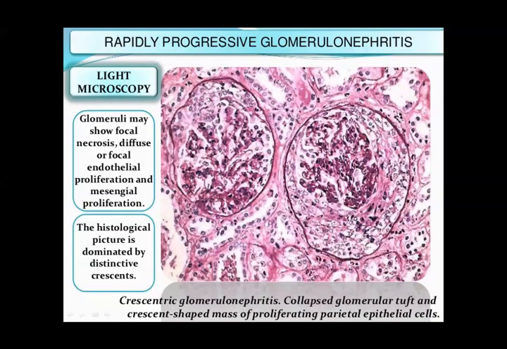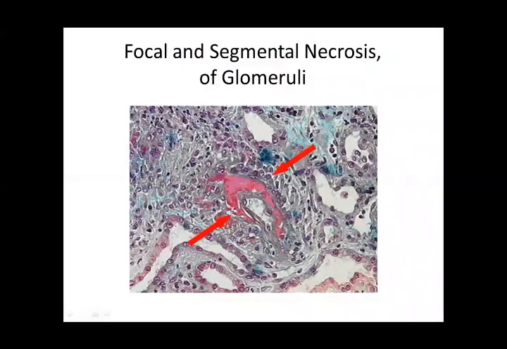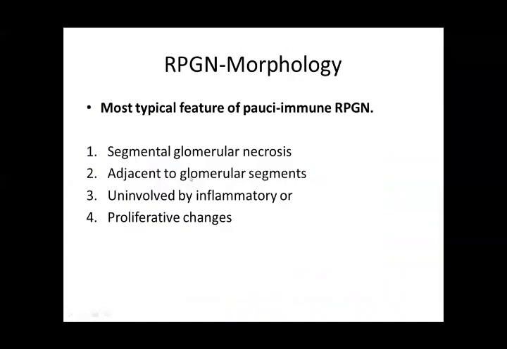This is a crescent. Proliferation of the parietal epithelial layer. This is a crescent, right? You see focal segmental necrosis of the glomerulus, right? So this is the segmental necrosis of the glomerulus, and then there is proliferation of the, look at the cells, proliferation of the parietal layer of Bowman's capsule.